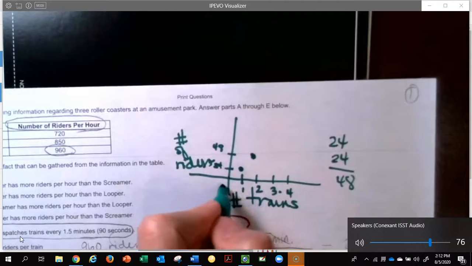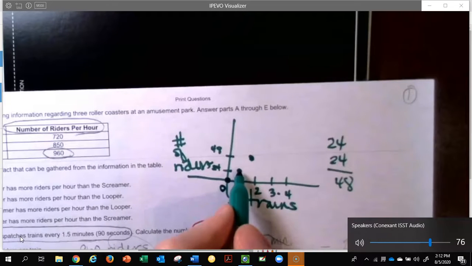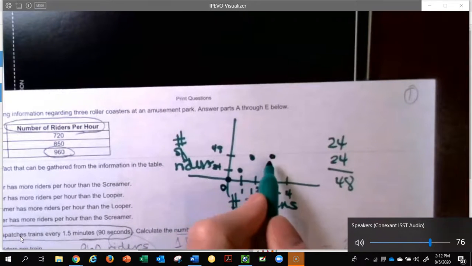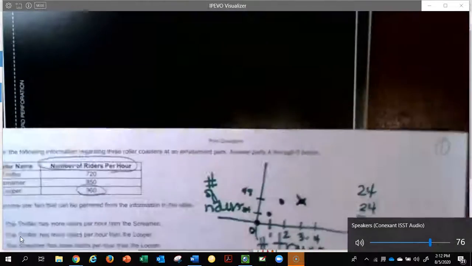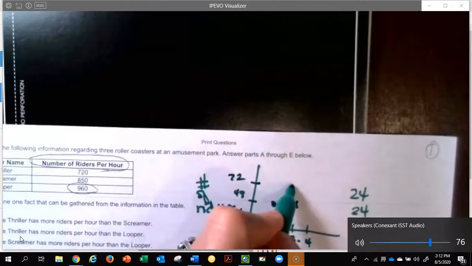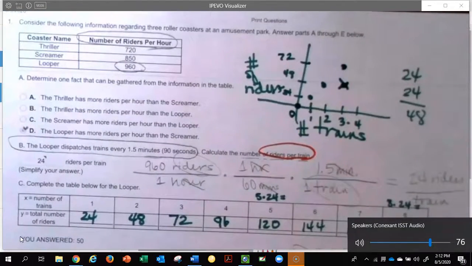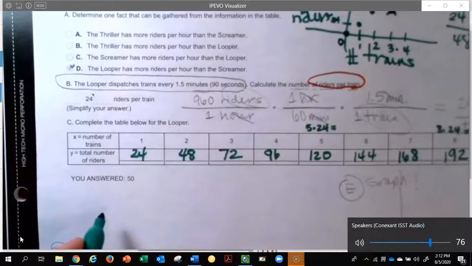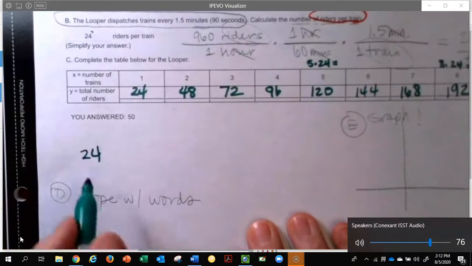So at 0 trains, we had 0 riders. So I go over, add a train, it's 24. Add another train, 48. Add another train, and it says 3 would be 72. So that would be here. We've got us a linear equation going. And so with that in mind, what is our constant rate of change? Well, it's going to be for every, well, and it can go one way or the other.